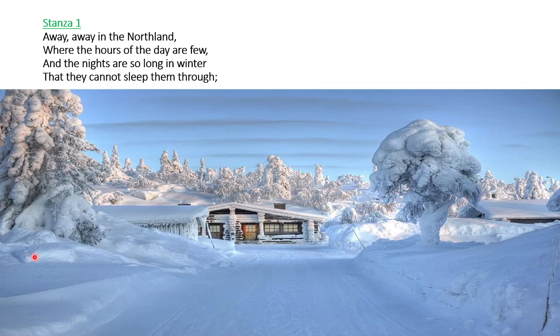So let's get started. The stanza 1 of the poem. Away, away in the Northland, where the hours of the day are few, and the nights are so long in winter that they cannot sleep them through.